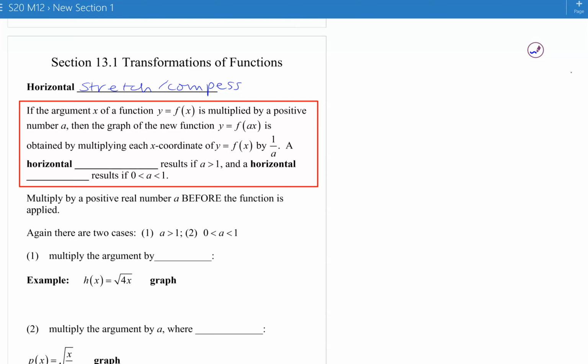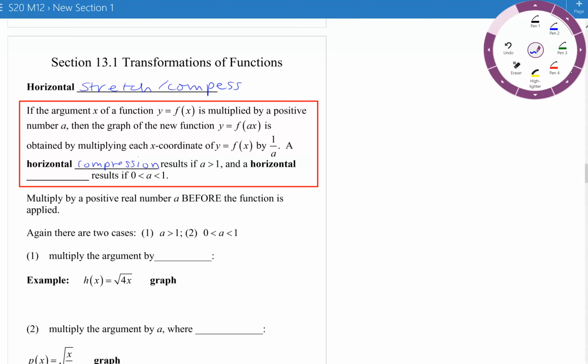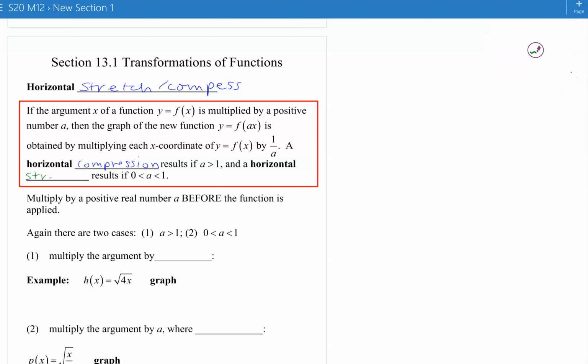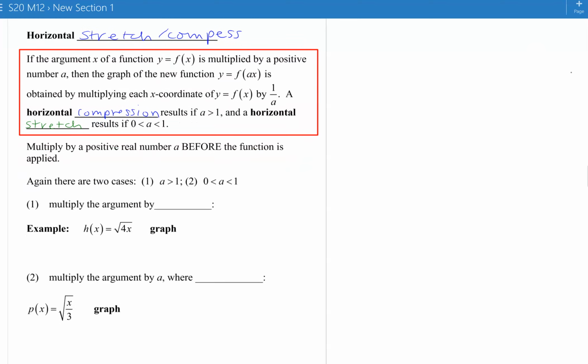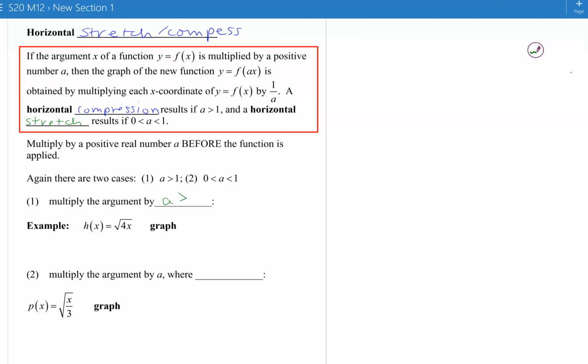So if I multiply by a number bigger than 1, counterintuitively, I get a horizontal compression. And if I multiply by a number between 0 and 1 before I do the function, this is what results in the horizontal stretch. Okay, so in the first example, I'm multiplying by a number bigger than 1. So let's see what that's going to do to the graph.